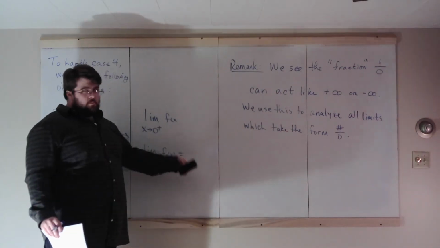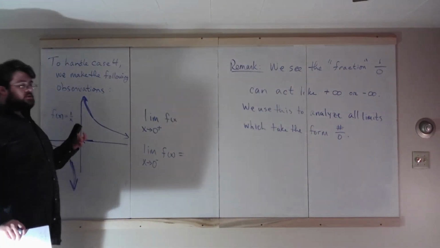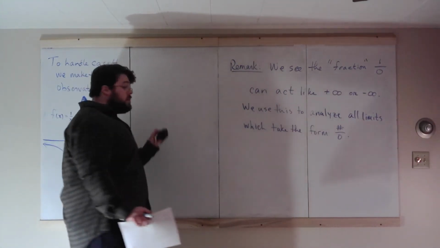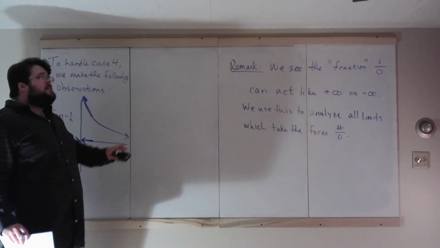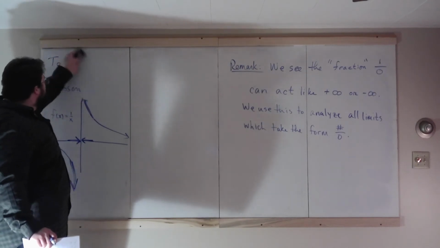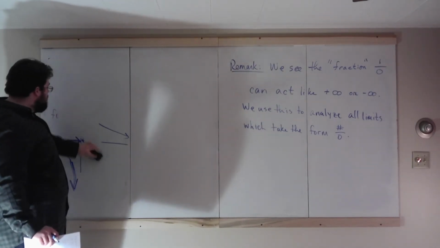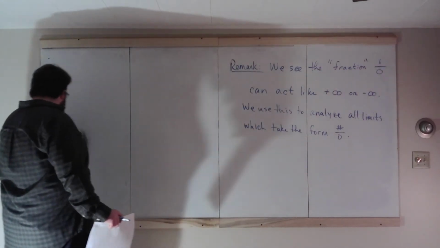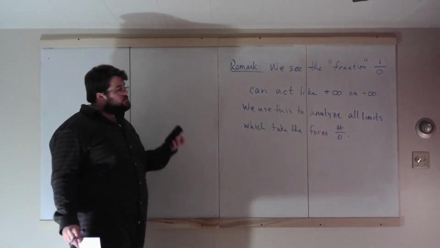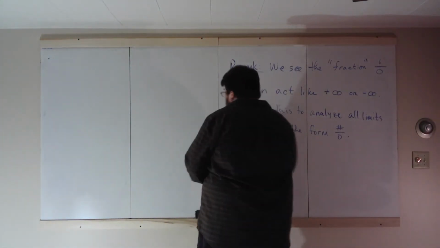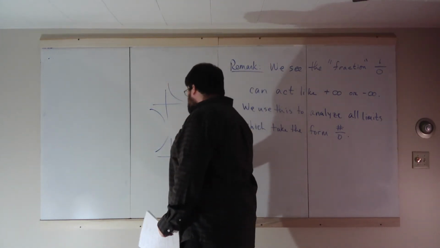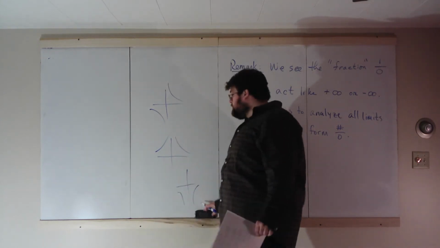Now, these two limits were different. If I drew 1 over x squared, you'd get this limit on the one side is positive infinity, limit on the other side is positive infinity. So you could analyze both sides and get the same sign on infinity, or you could analyze both sides and get a different sign on infinity, depending on what you're dealing with, or even one that goes to negative infinity on both sides.